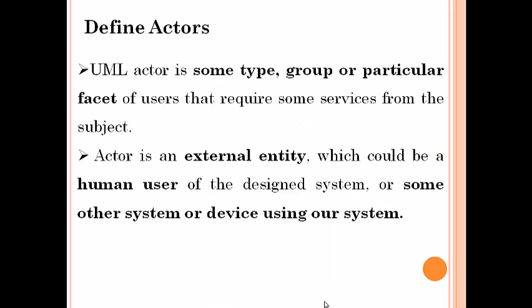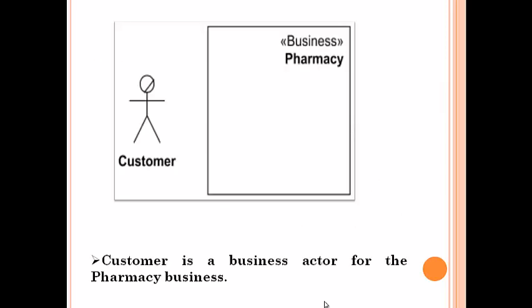Define actors. The UML actor is some type, group, or particular facet of user that requires some services from the subject. An actor is an external entity which could be a human user of the designed system or some other system or device using our system. Customer is a business actor for this pharmacy business.